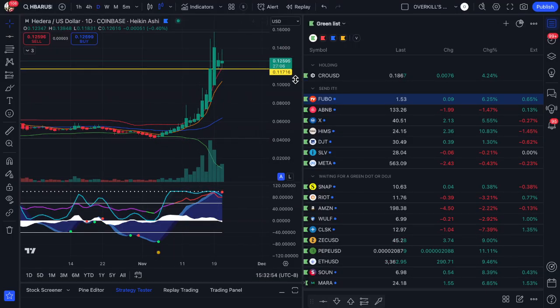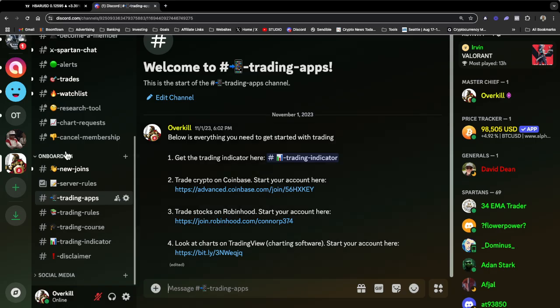H-bar definitely taking some off the table here and setting a stop loss at 11.5.